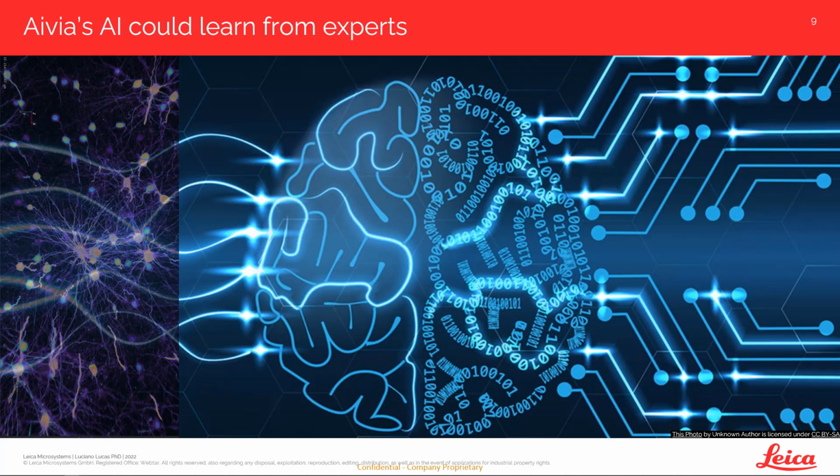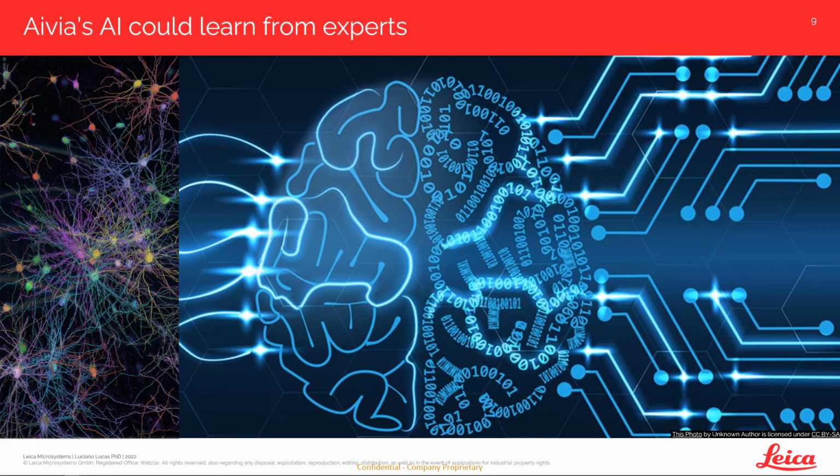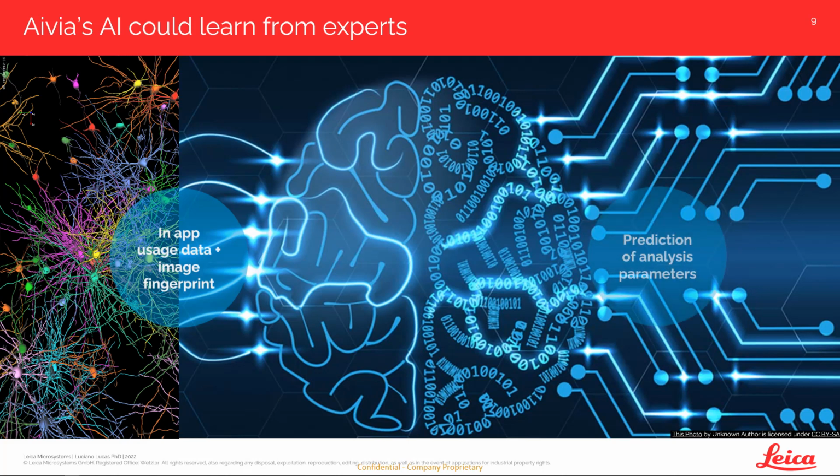So what we're proposing is to have a system in Aivia that can look at what the users are doing while they are converting a raw image into a segmentation map like this. Those behaviors are recorded, and together with the raw image that is processed, we create a fingerprint. And that image fingerprint, together with the parameters used, can be used to train an AI which learns the relationship between the image fingerprint and the parameters needed to create a good segmentation.